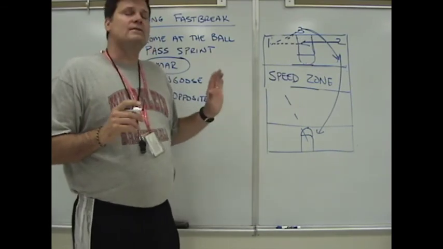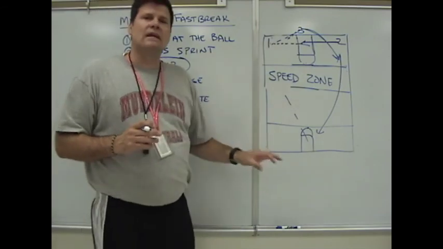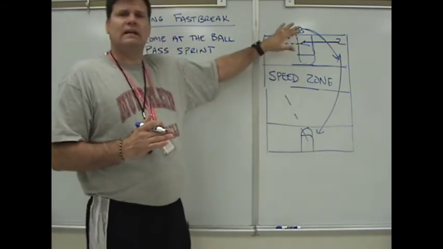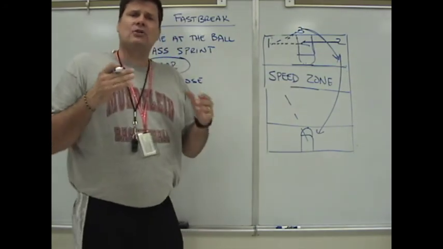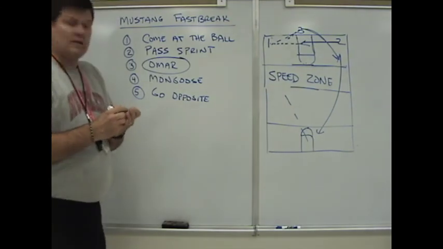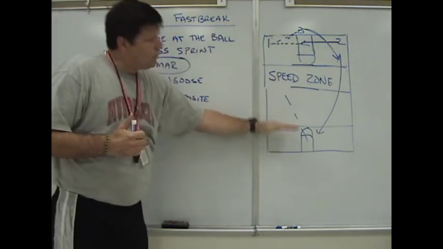And the same thing is for you younger kids, 5th, 6th, 7th, and 8th grade, you can time these things with a stopwatch, figure out what it takes you to get through the speed zone, what it takes you to get down the court, and try to improve on those times as you go along. But just remember, the Munline Mustangs fast break never stops and always goes. And keep pushing the ball towards our basket.